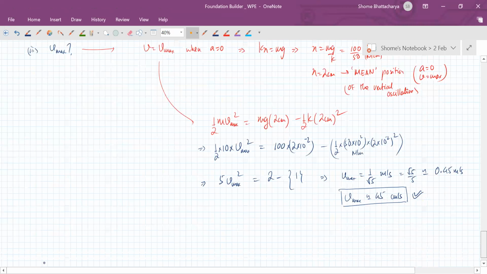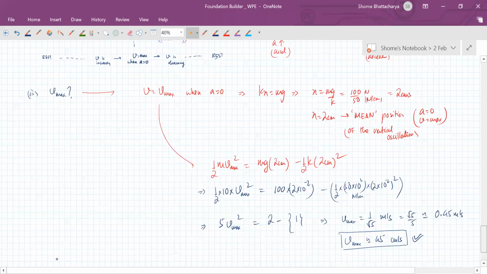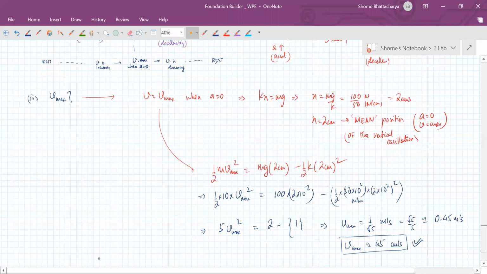So for the next part, x maximum, we have to calculate x at the lowest point, that is the bottom extreme, where the speed is again zero.